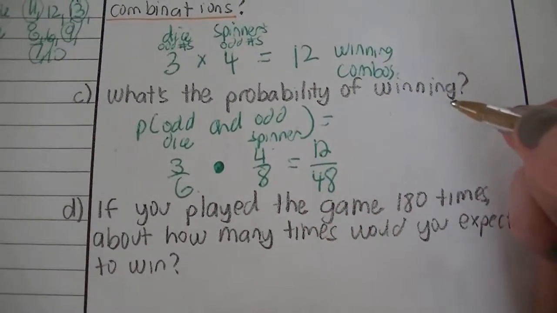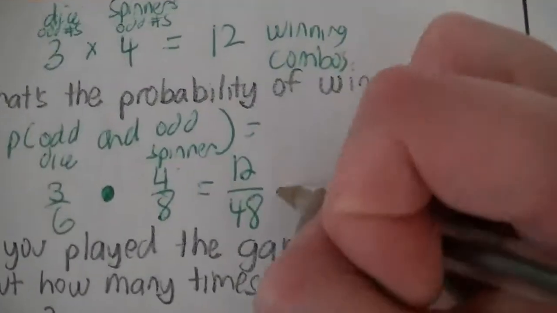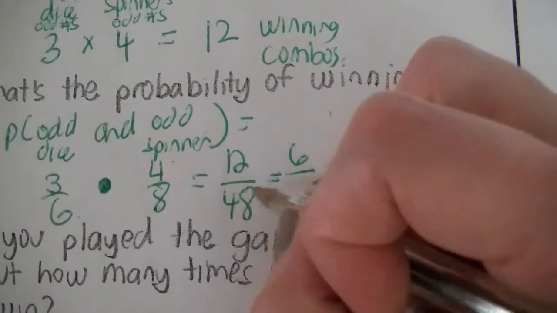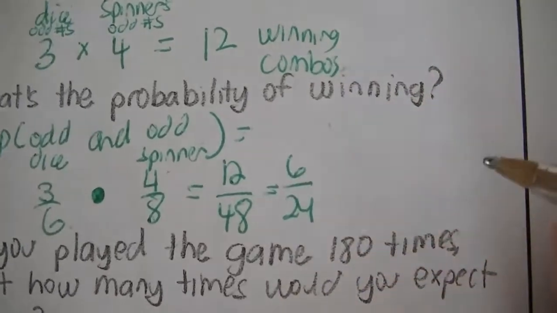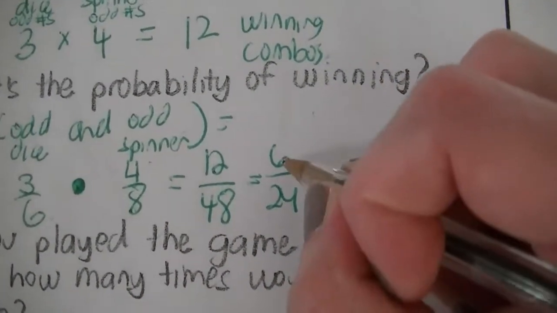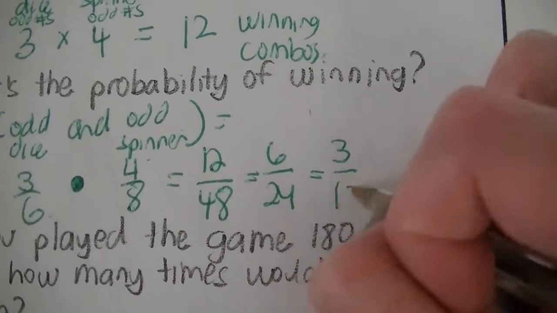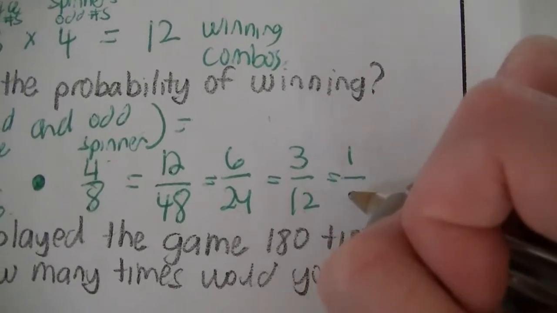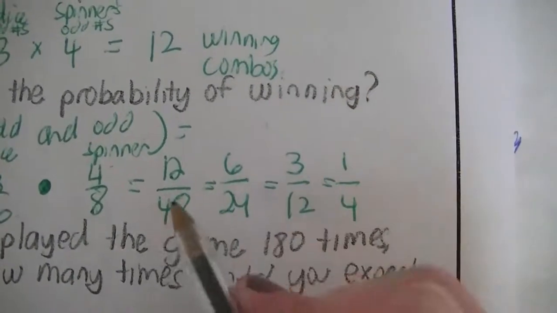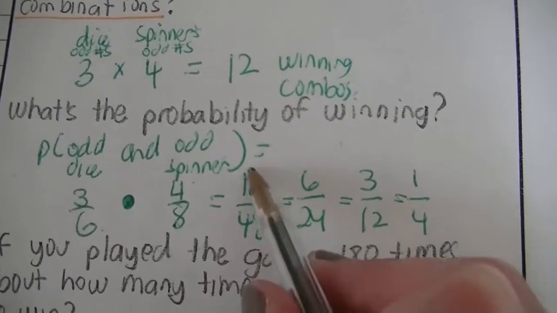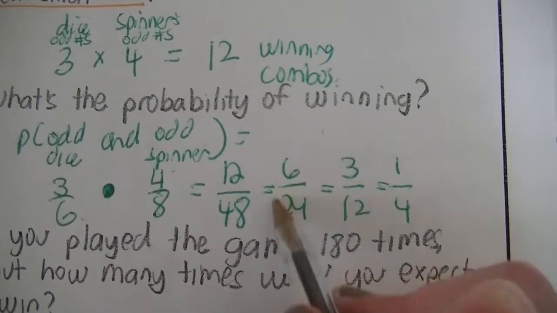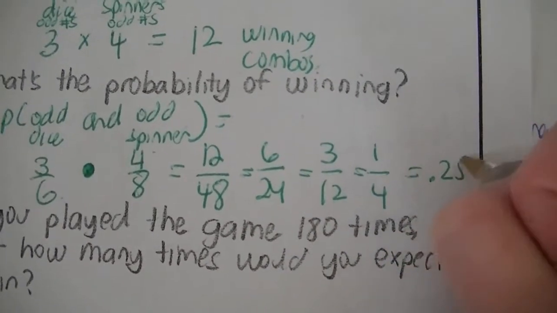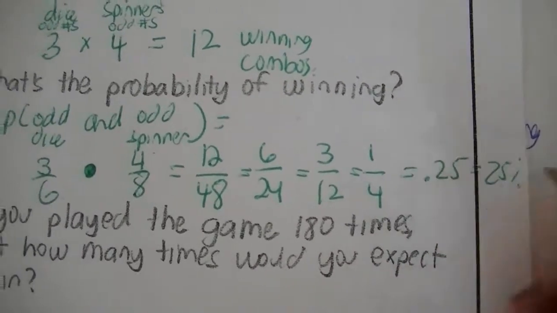I think we can simplify that. Let's divide by 2. 12 divided by 2 is 6, and 48 divided by 2 is 24. Can we go again? Yeah, let's divide by 2 again. 6 divided by 2 is 3, and 24 divided by 2 is 12. Go again. Divide by 3. 3 divided by 3 is 1, and 12 divided by 3 is 4. So it's 1/4. If you do 12 divided by 48, or 6 divided by 24, or 3 divided by 12, or 1 divided by 4, you get 0.25, which is 25%. You have a 25% chance of winning.